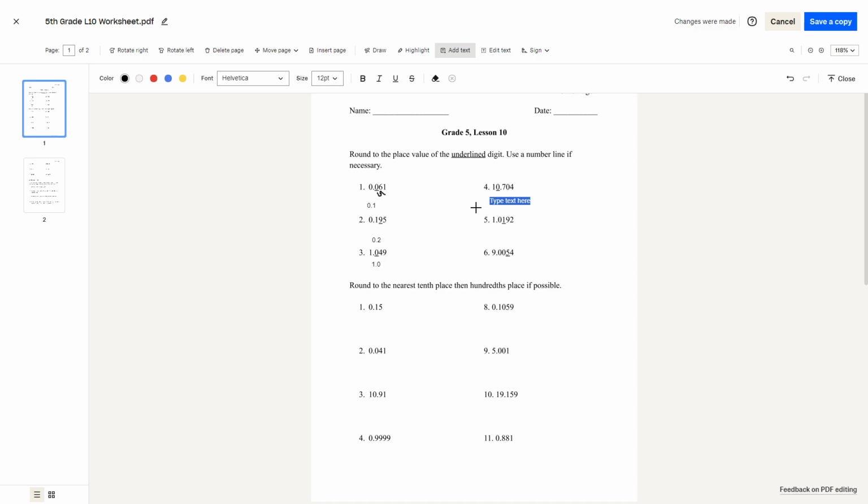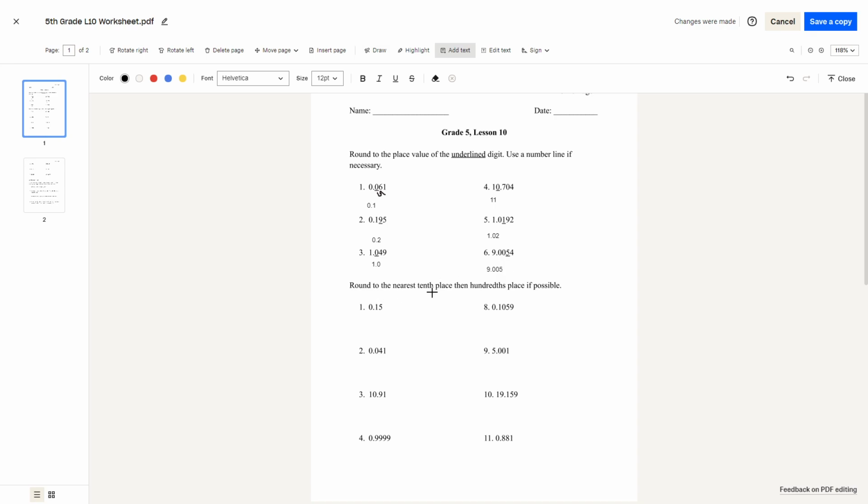10.704. Number before the underlined digit is a 7. You round up. Your answer should be 11. Number 5. 1.0192. Your answer should be 1.02 because the number before the underlined digit is a 9, so you'd round up. Lastly, 9.0054. Before the 5 is a 4, so you actually round down, making this number 9.005.